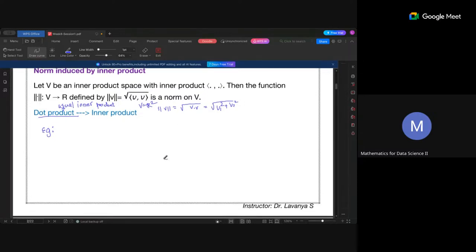Now, suppose you are having some other inner product. For example, you are having the inner product defined in this way: U1 V1 minus U1 V2 plus U2 V1 plus 2 U2 V2. Okay, so now this is short form of inner product space. I guess you know that. So we are having an inner product space like this. Okay, so now what is norm U? What is the norm induced by this inner product?